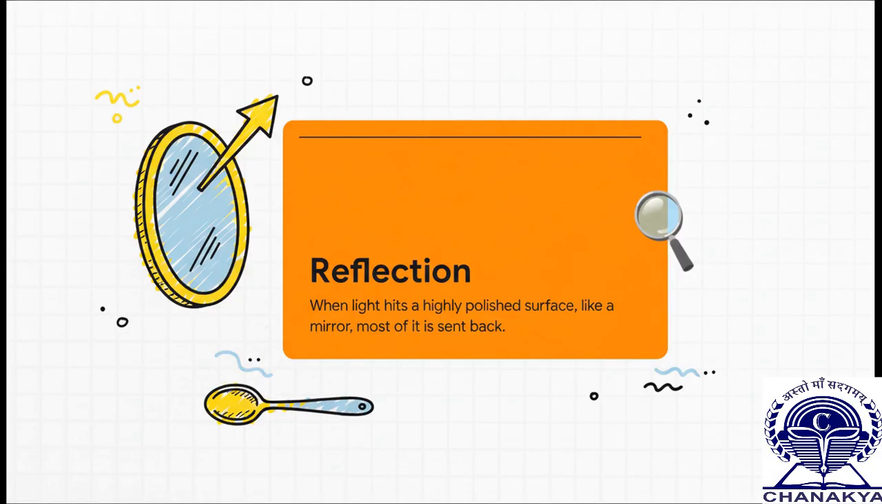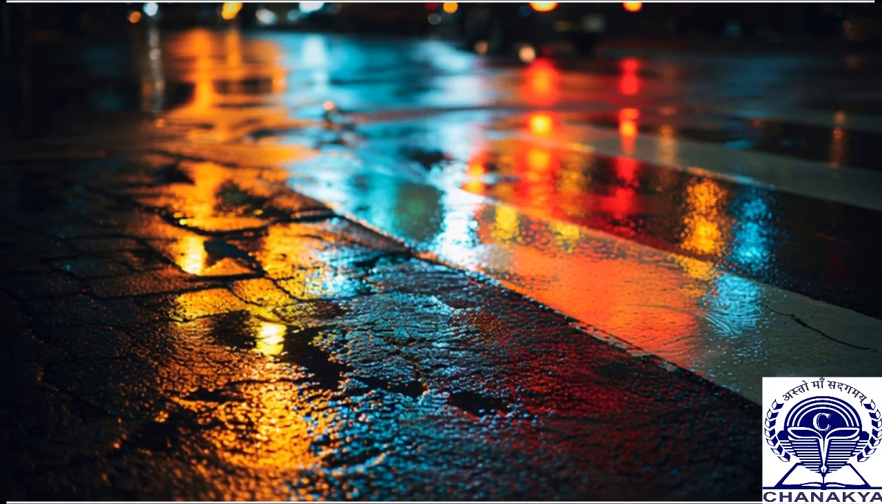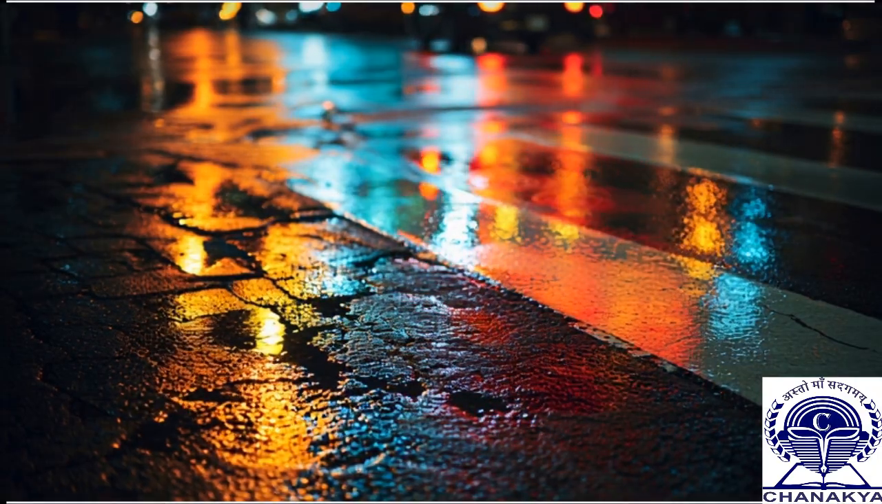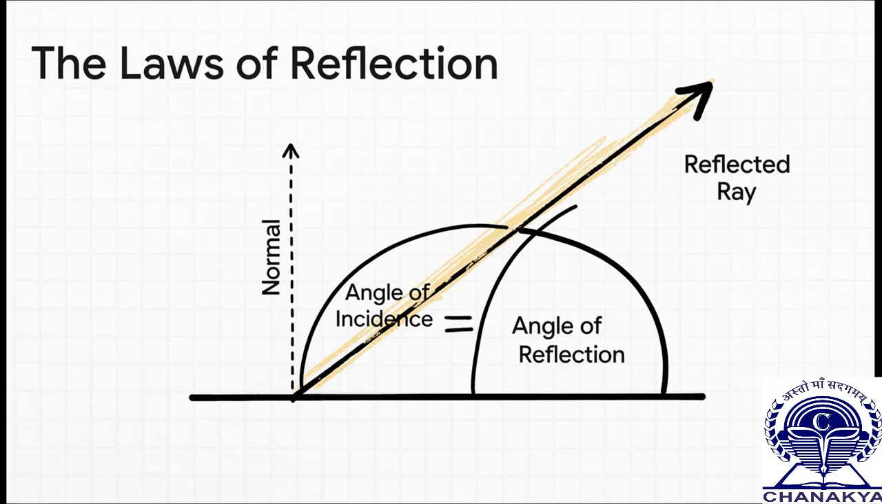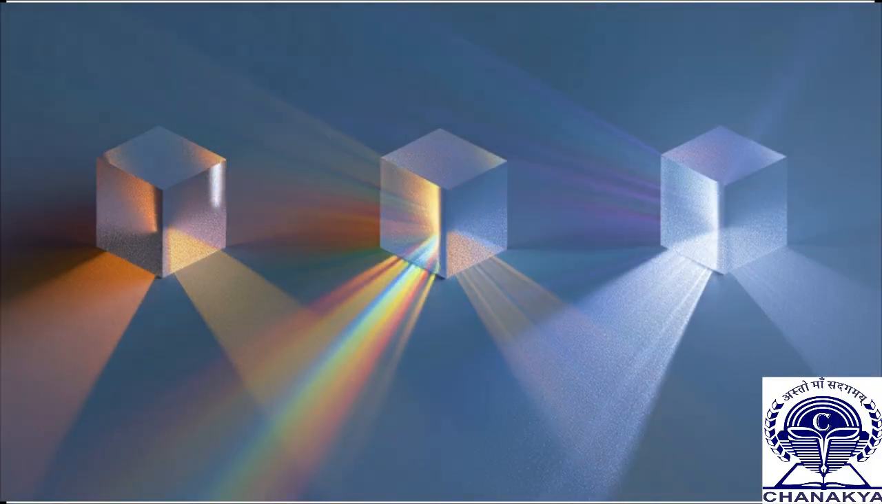But here's the cool part. It's not a random bounce. It's perfectly predictable, and it follows two beautifully simple laws. And here are those laws. Seriously simple, right? First, the angle that light hits a surface is the exact same angle that it bounces off. Think of it like a perfect bank shot in a game of pool.